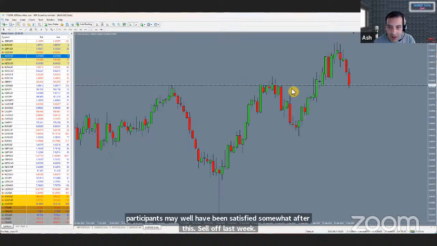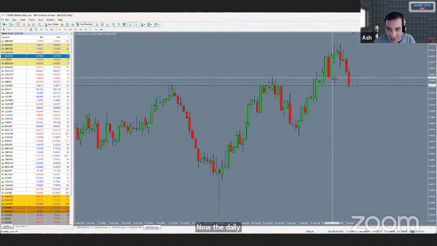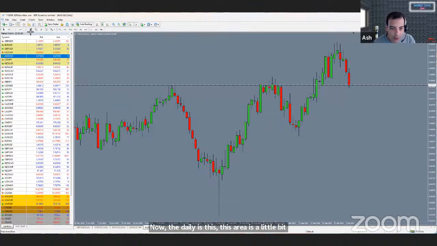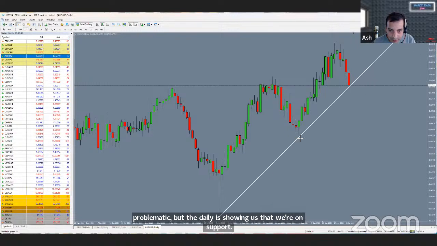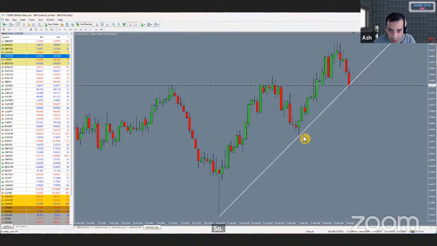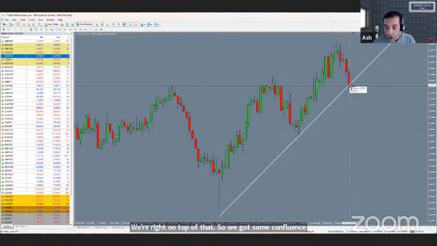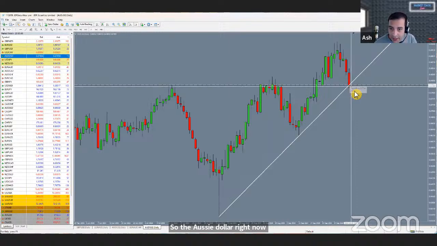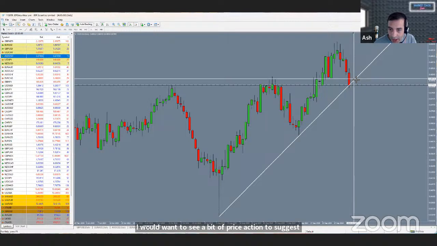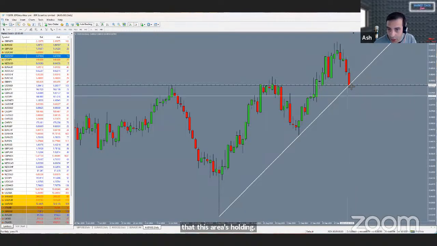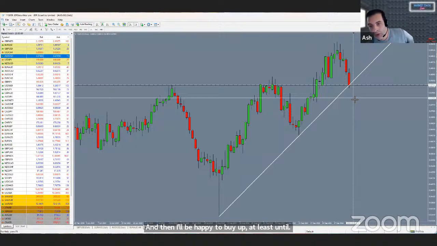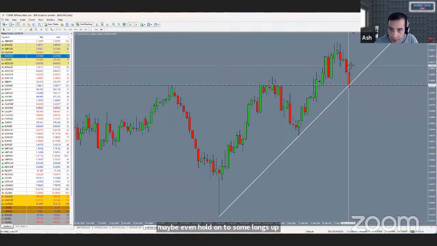Now, this area is a little bit problematic, but the daily is showing us that we're on support. Drawing a trend line up here, we're right on top of that. So we've got some confluence here. So with the Aussie dollar, as Monday starts, I would want to see a bit of price action to suggest that this area is holding, and then I'll be happy to look for longs intraday or maybe even hold on to some longs up until Thursday. And then we'll see what happens.